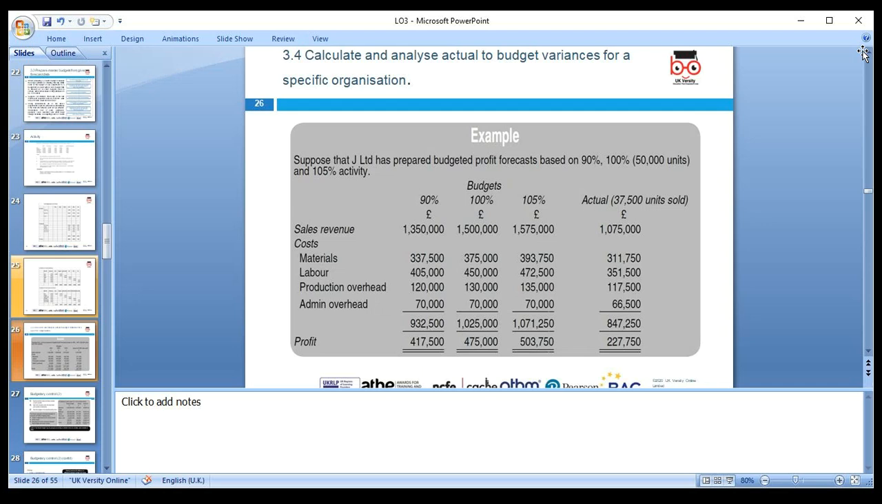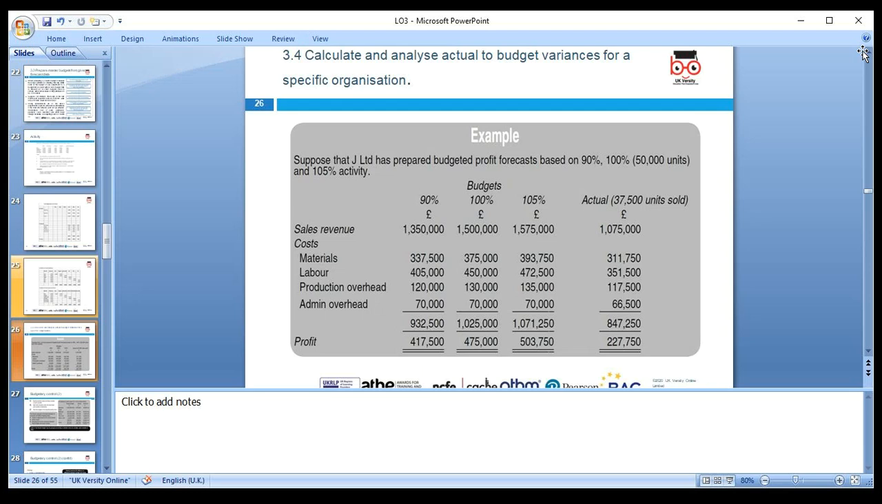If actually we are selling 37,500 units, you can compare 37,500 units with the actual, because the activity should be the same for budgeted and actual. Otherwise we can't really do a proper comparison. So that's how we can find the variance.